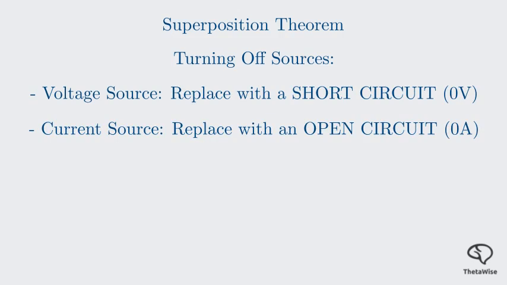So the process is, for each independent source in the circuit, you turn off all the others. You calculate the quantity you're interested in, a voltage or current, for that single source. You repeat this for all sources. Finally, you add up the results. Let's see it in action.